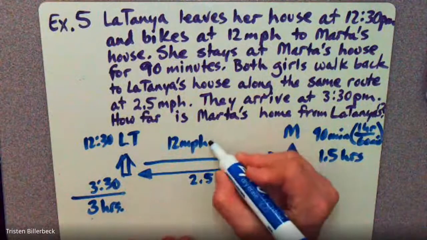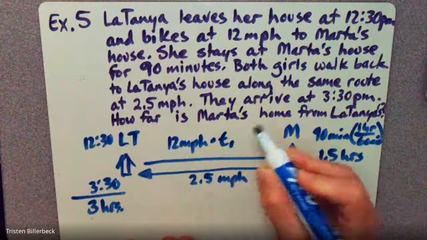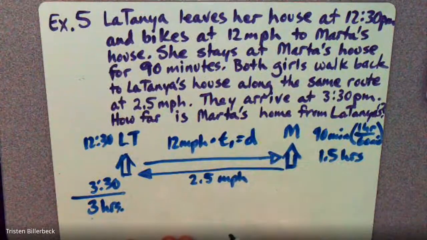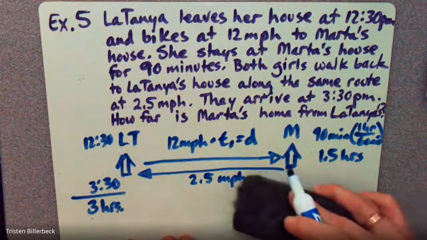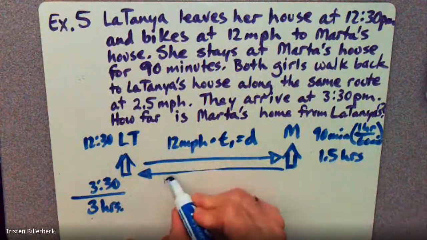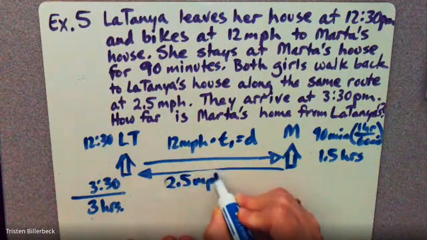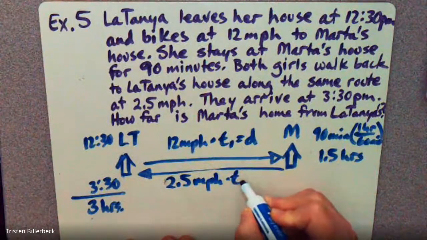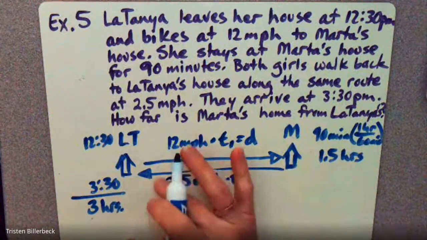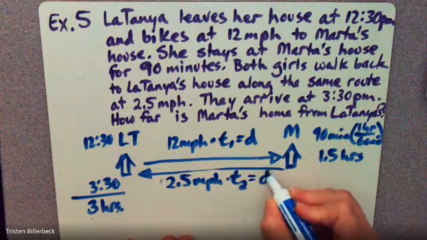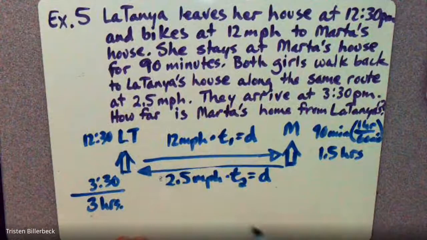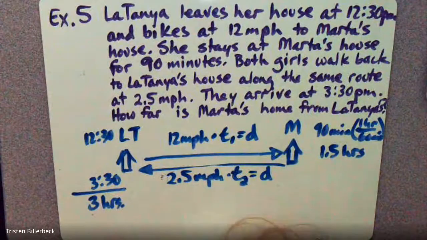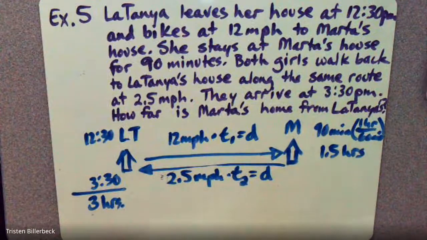Okay, so we know rate times time will give us distance, and the distance is the same. And this one is rate. So 2.5 miles per hour times time 2, because it's going to be a slower time because they're walking. And that's going to be the same distance. D1 and D2 are the same. So now we can set those two equations equal.